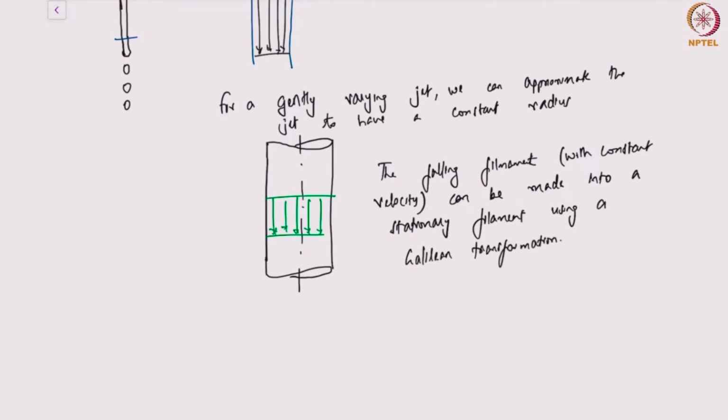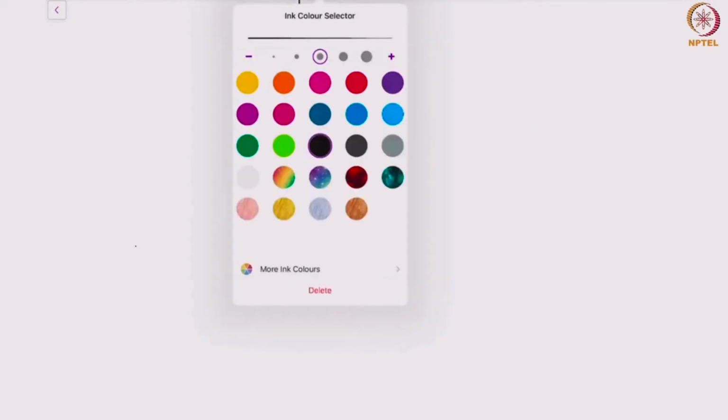If you use a Galilean transformation, you can subtract out that constant velocity, and what you have is a stationary filament, a filament which is not moving. So now this brings us to the next step, which is stability of a stationary filament.